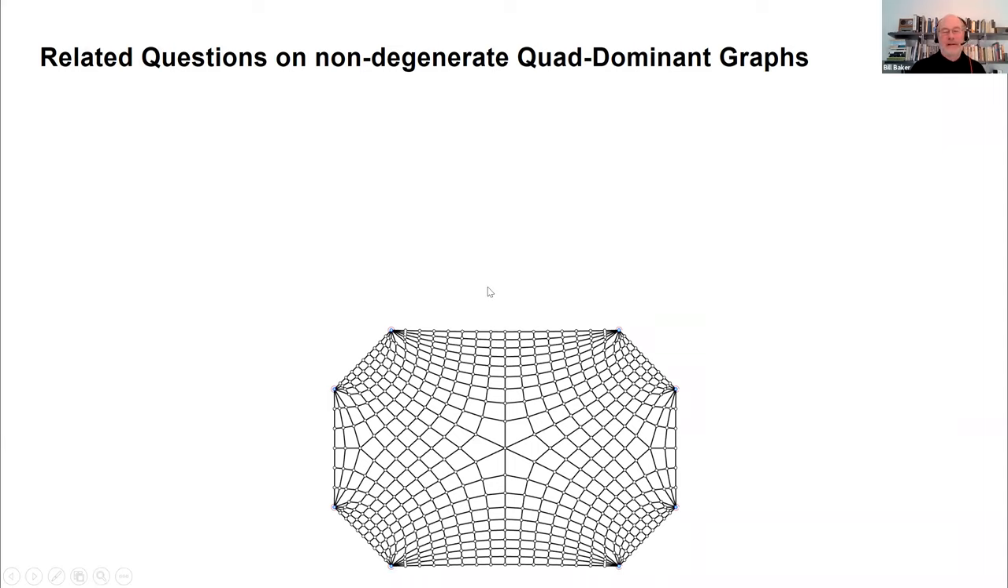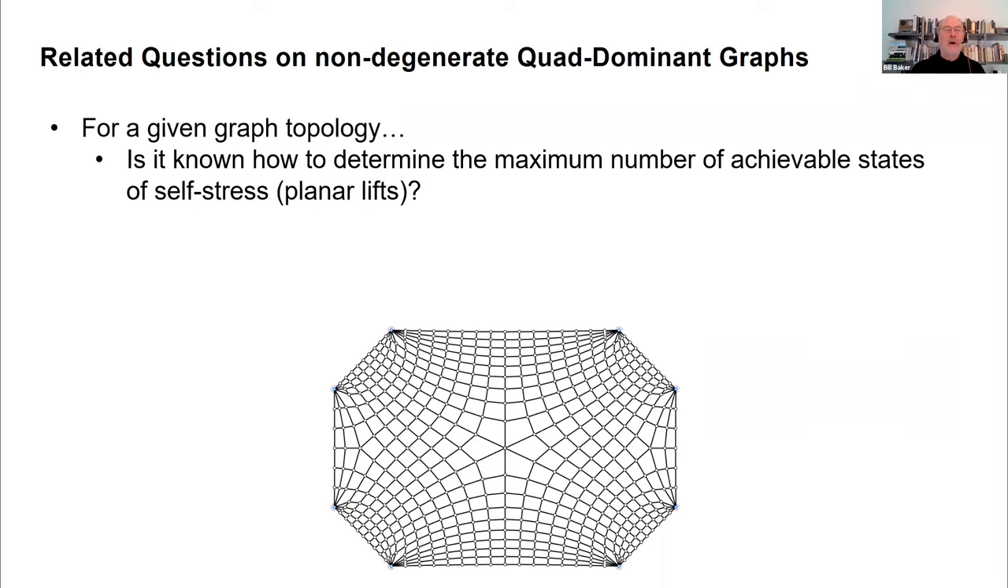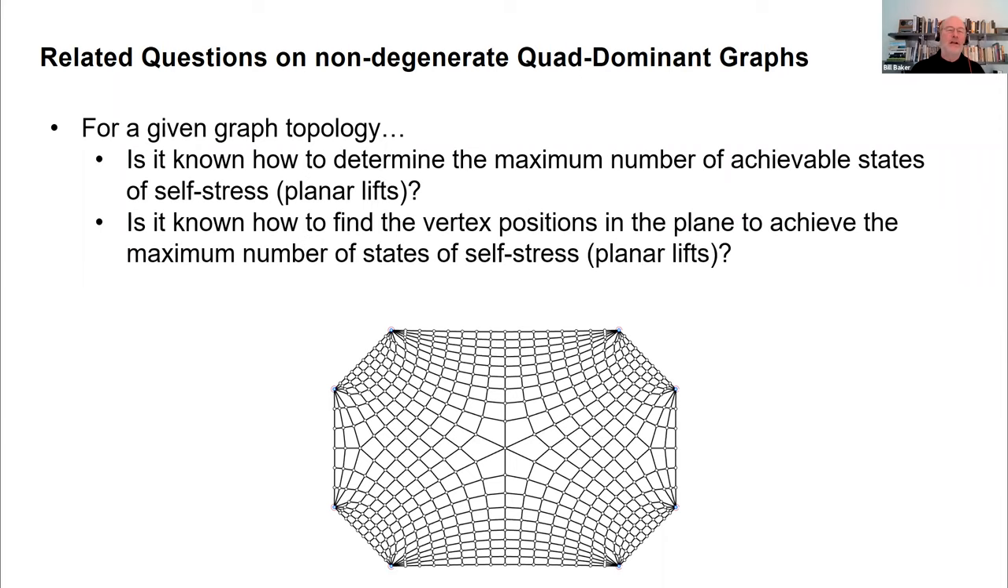And that kind of relates to these sub-questions. For a given topology, is it known how to determine the maximum number of achievable states of self-stress? You know, how many planar lifts could you get out of it if someone gave you a topology? And then the next question is, okay, say you could achieve 18 of them or 20 for this particular graph. Is it known how to find the vertex positions in the plane to achieve the maximum number of states of self-stress or planar lifts?